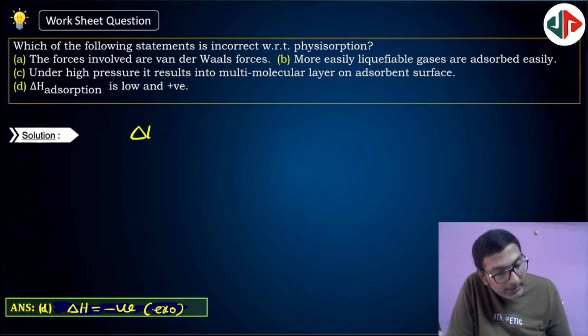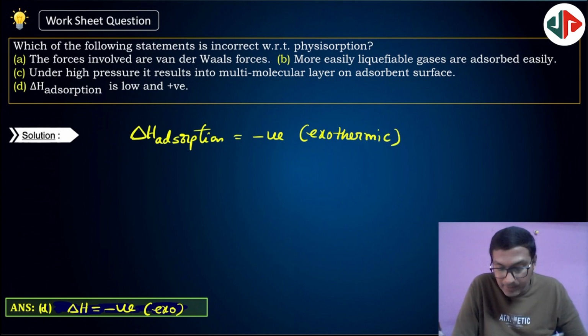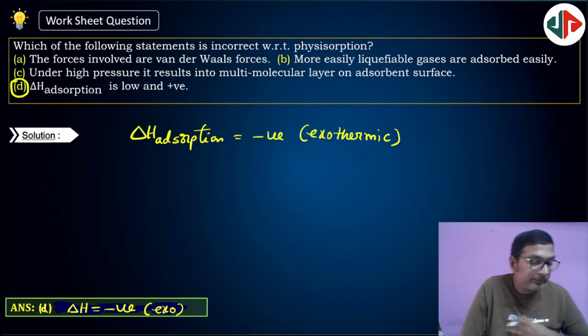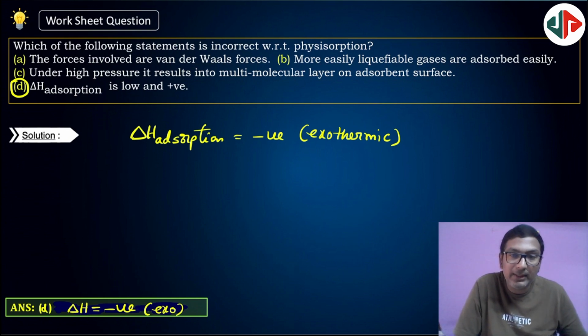So delta H of adsorption is low and negative, exothermic. But here positive is given, therefore D is incorrect. Enthalpy of adsorption is negative. That means energy will be released, and it is low, 20 to 40 kilojoules per mole. Next.